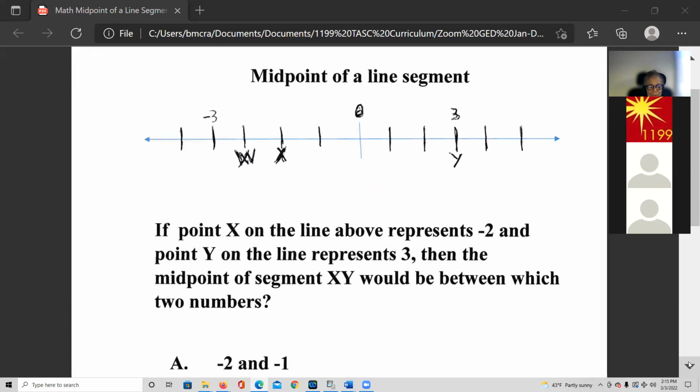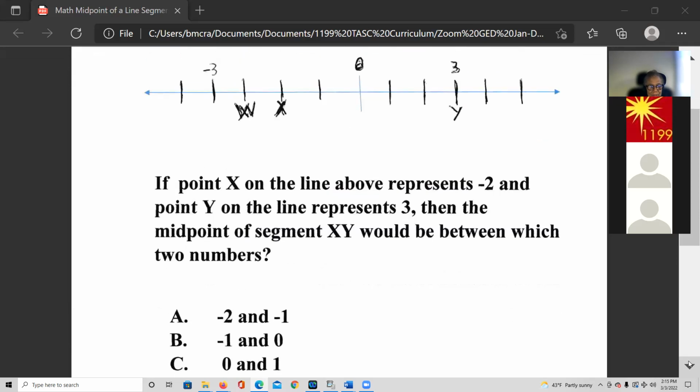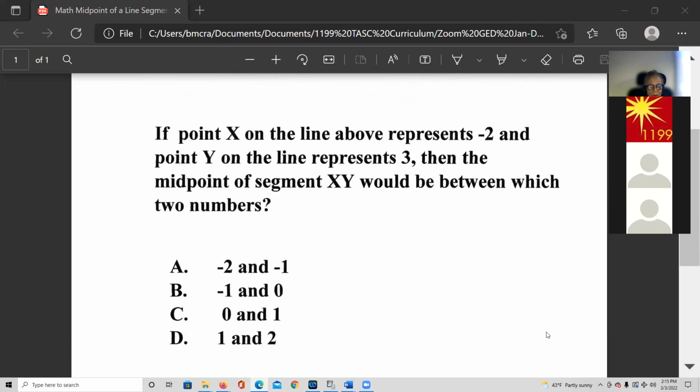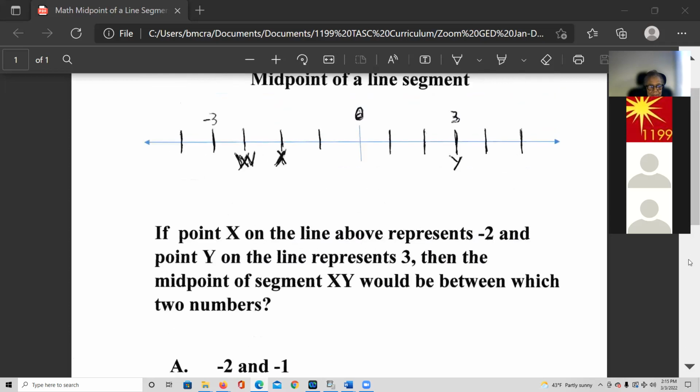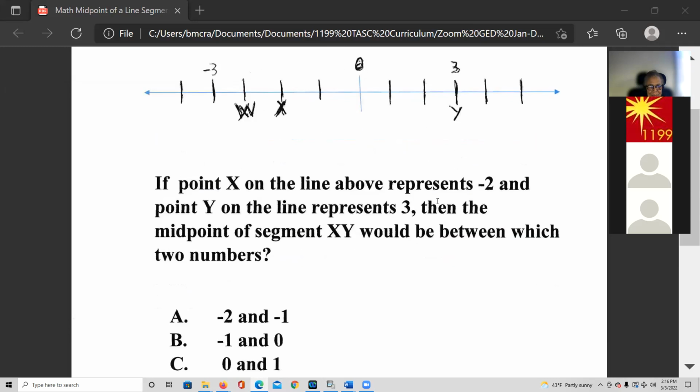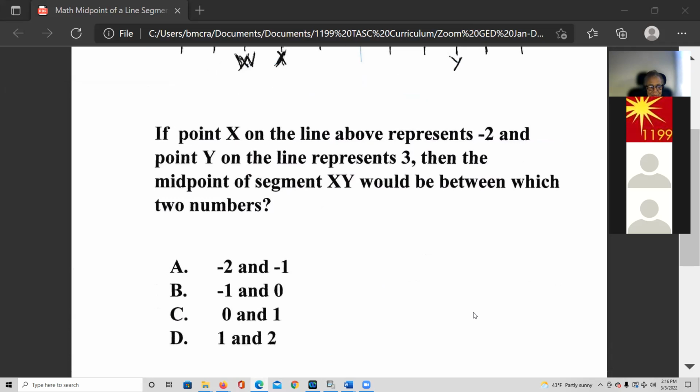Now, I gave you some choices here. Here are the choices. Is it between a -2 and a -1? Is it between a -1 and a 0? Is it between a 0 and a 1? Or is it between a 1 and a 2? What would you say? In between the 0 and the +1? Is that what you would say? This is a -2 and -1. A 1 and a 2, +1 and a +2.